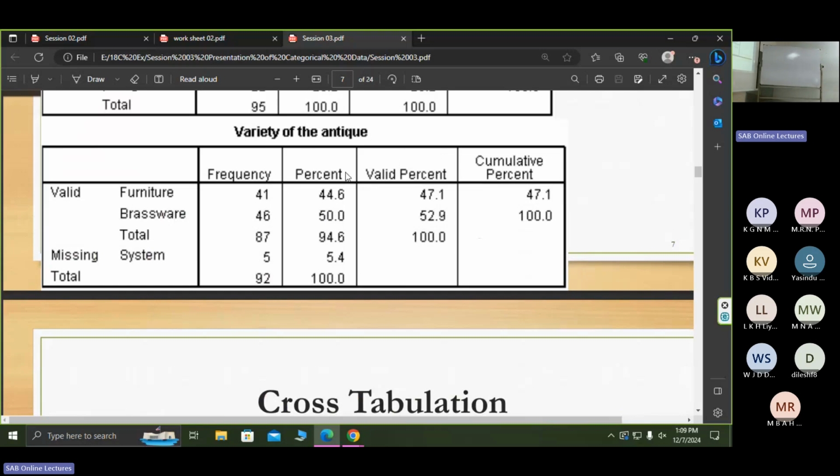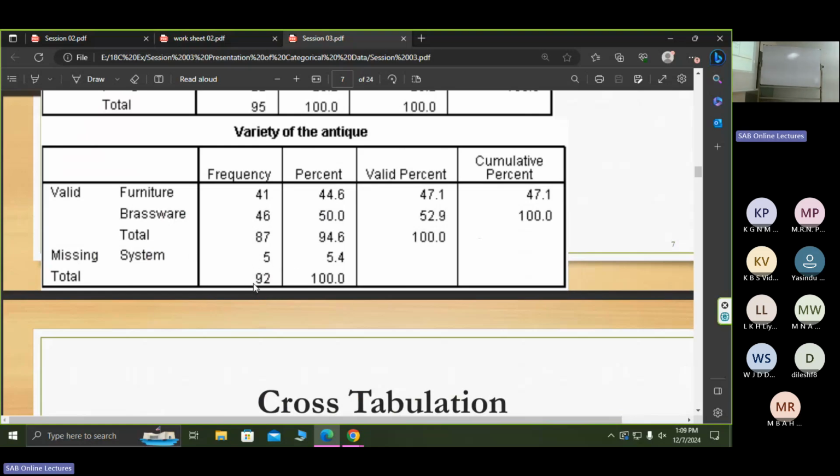Here, what is the variable? What is the variable in here? Variety of family. It's the variable. This has the category. Okay. Then here, this one is missing, which is 5. Total is 92. Here, total is 87.